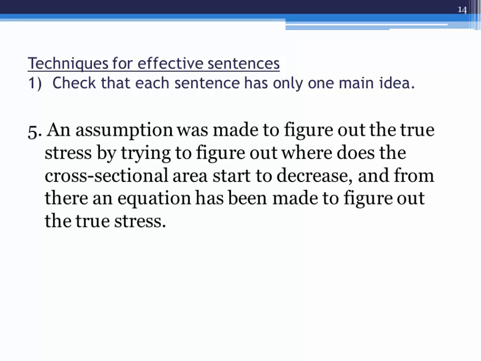Sentence 5 is a real sentence from a student's lab report. "An assumption was made to figure out the true stress by trying to figure out where does the cross-sectional area start to decrease, and from there an equation has been made to figure out the true stress." Most readers just think, huh? Here are the subjects in red and verbs in blue. This sentence has many ideas and many subjects and verbs. No wonder readers can't understand it. We've heard one practitioner call sentences like these train wreck sentences.